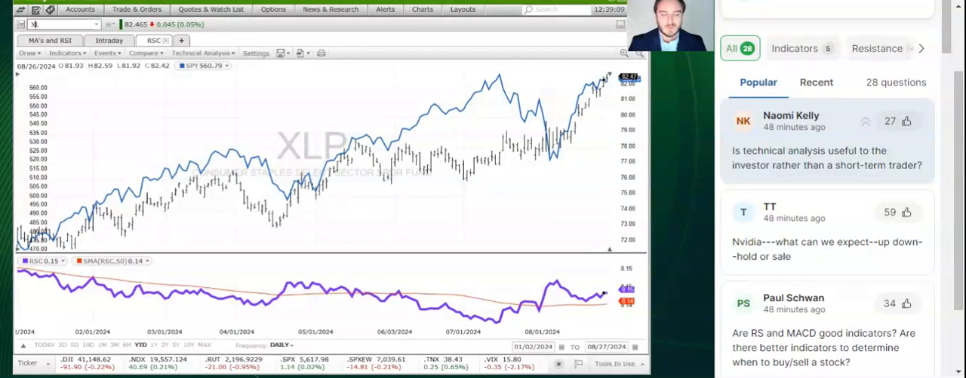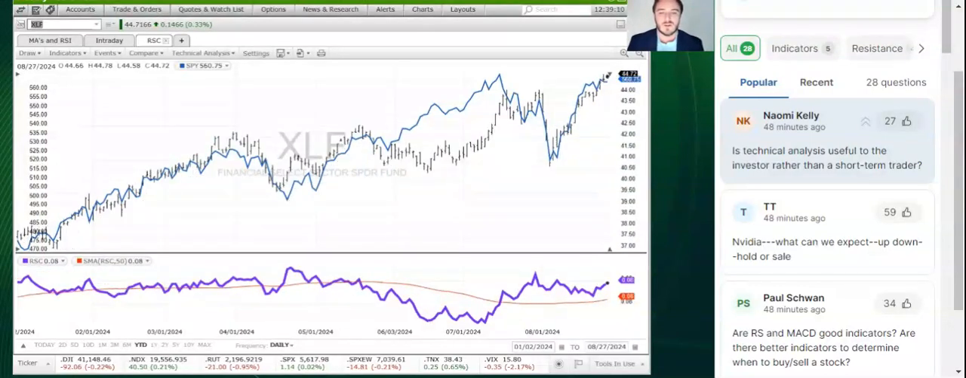Same thing, though, can be said on something that wasn't in that chart, of the same sort of nature, XLF. It has had performance, but is it starting to wane? We've seen this relative strength starting to top out in that respect.